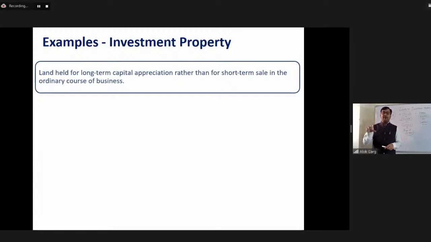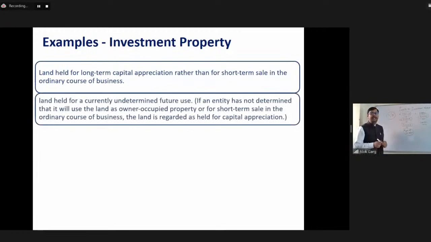But if someone is purchasing land for long-term capital appreciation, let's say for 3 years, 4 years, 5 years, it is more than 1 year. It is not for sale in the ordinary course of business. It is for capital appreciation purposes. Then it will be considered as an investment property. So this is one of the examples. These examples are very, very important. So land held for long-term capital appreciation.